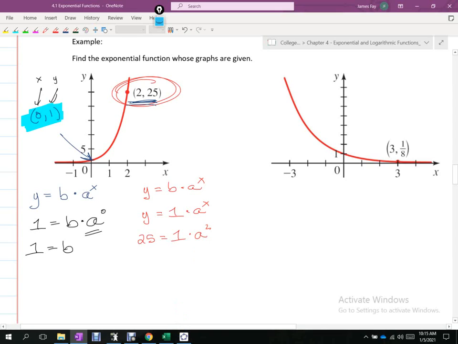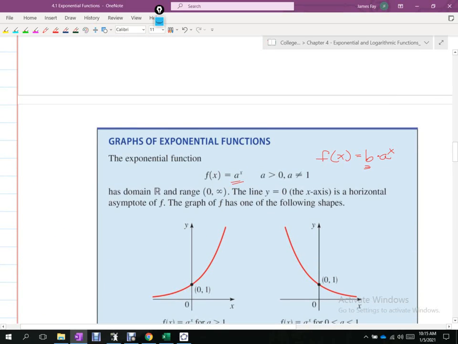So that gives me 25 is equal to a squared, right? So I square root, and what's a going to be? Okay, I agree it's 5. I'm going to initially put plus or minus 5, but let's go back up to what we said about exponential functions. Your a term has to be positive.